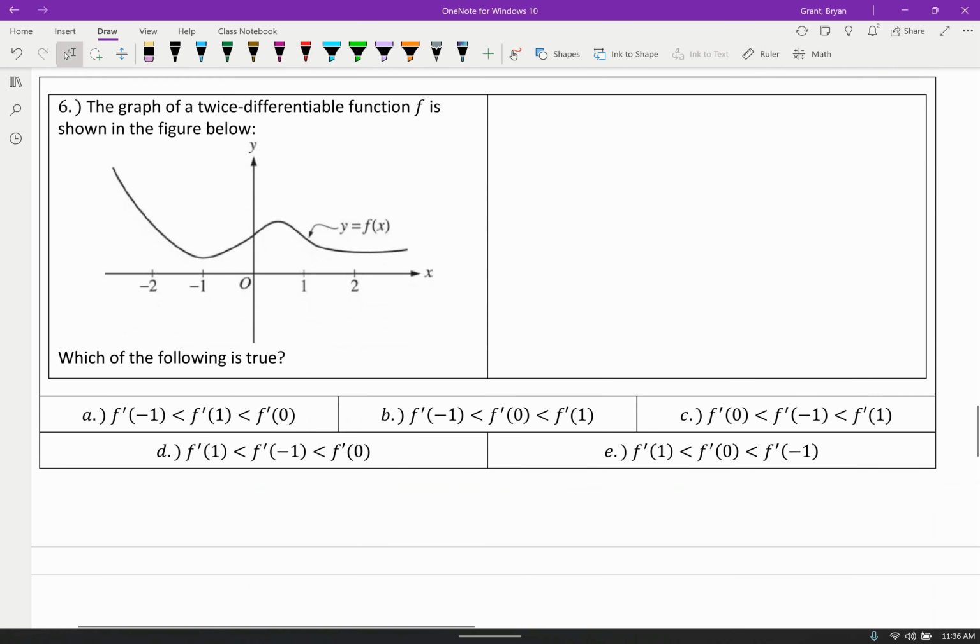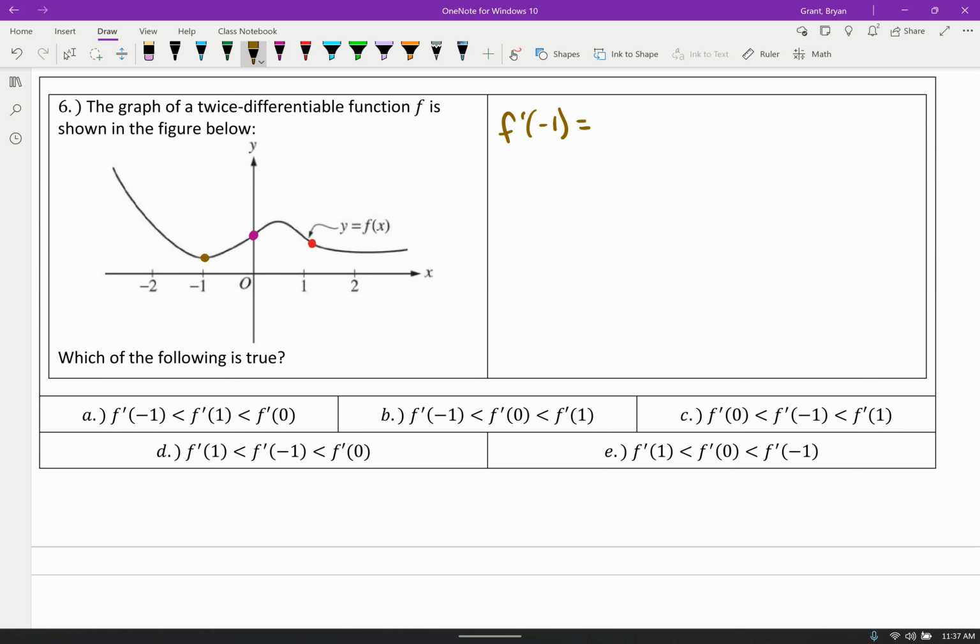Last one. Which of the following is true about the graph? And they're asking us about f prime here. So let's remind ourselves that f prime tells us about increasing and decreasing. And they're asking us about three values. So I'm going to input these in different colors on here. We have f prime of -1, f prime of 0, and f prime of 1. And they want to know, how do we arrange these from least to greatest?